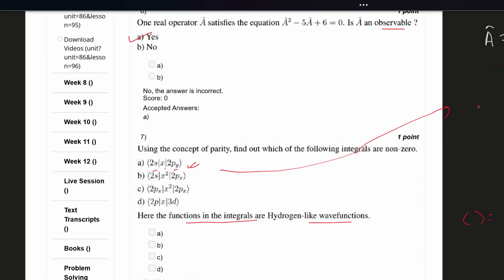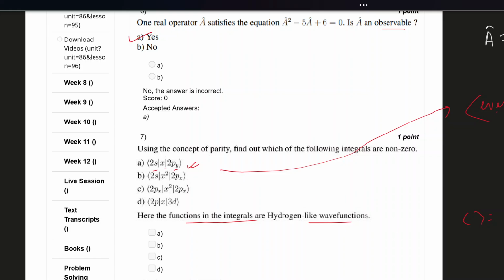Like in option number A, you have x as odd parity, then you have 2s as even parity, and 2px as odd parity. So you see that odd and odd will cancel out each other and become even, and this with even will already be even. So the whole thing becomes even in parity, and so this expectation value, sort of a product value, will not be equal to 0. So A is non-zero.